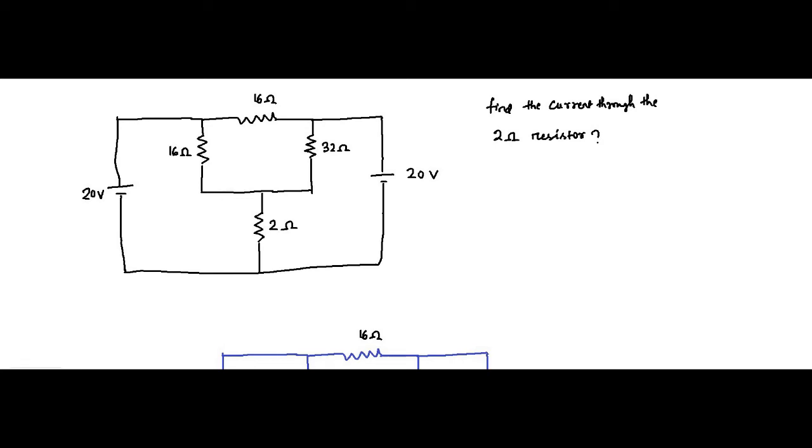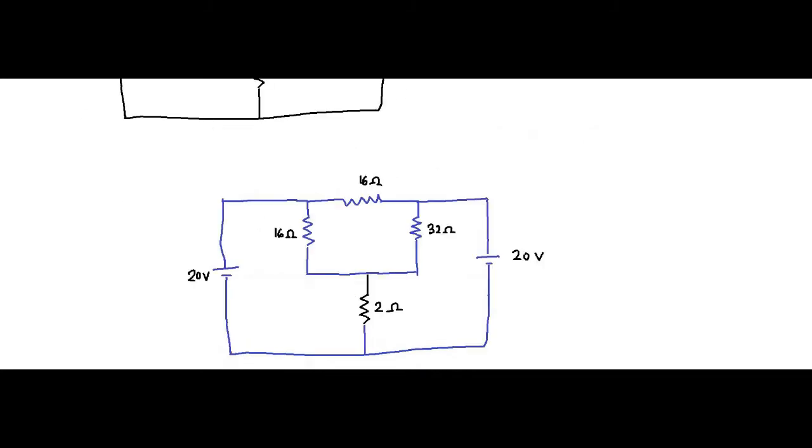Hello friends, so here we are with another question on KVL and KCL application. This is the circuit and we have been asked to find the value of the current flowing through this 2 ohm resistor. Again, KVL and KCL, that's it. So we have redrawn the circuit where we'll be doing all the calculations and current assignment, everything.